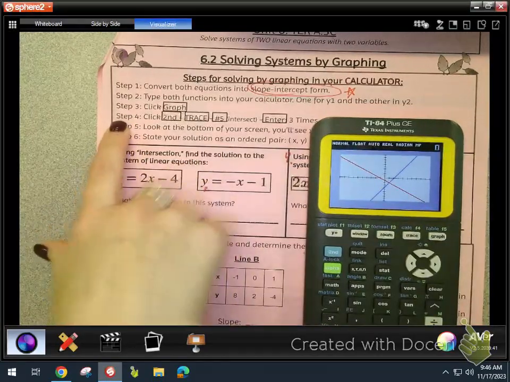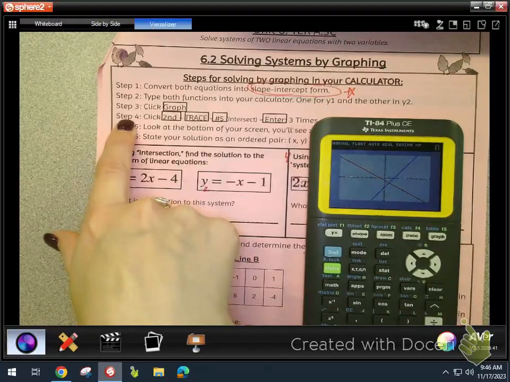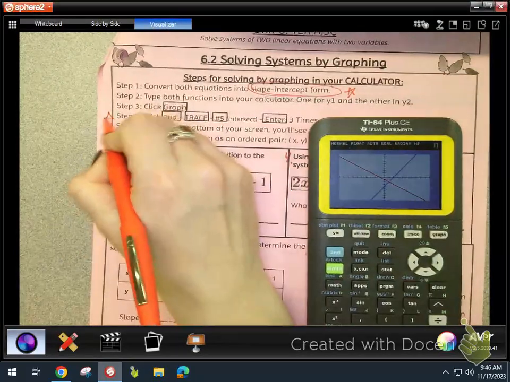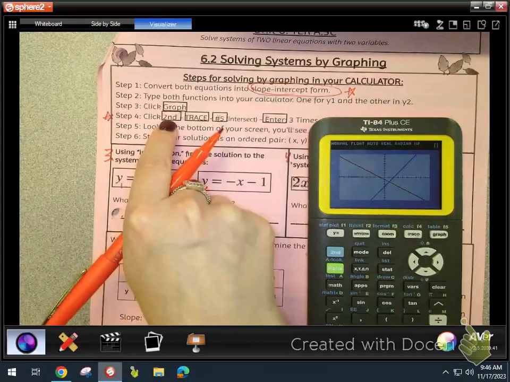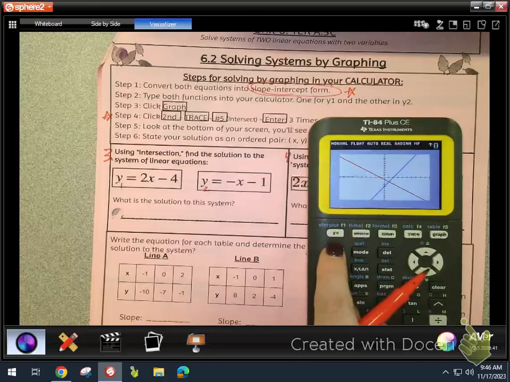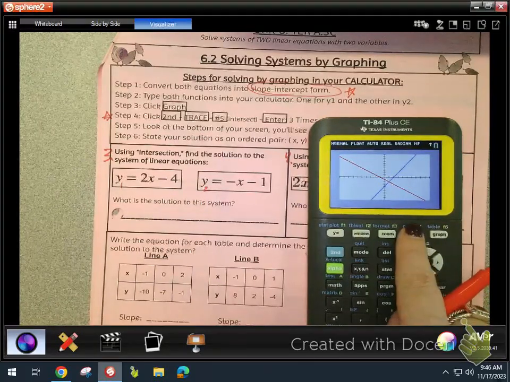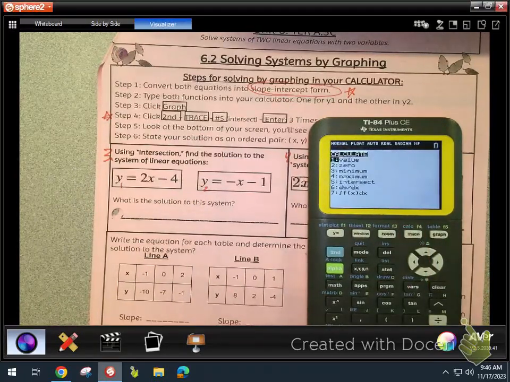So we're now at step 4. Okay, here's the new part. We've graphed lines before, so here's what's new. Please stay with me. You are going to press second, which is up here. Then you are going to press trace, which is to the left of graph. It's up at the top, the second one from the left. Does everyone see what I'm pointing to? Press that button, and your screen should say calculate. Does everyone's screen say calculate?